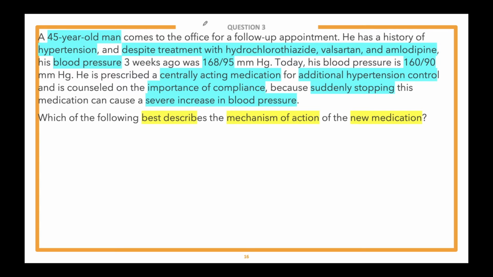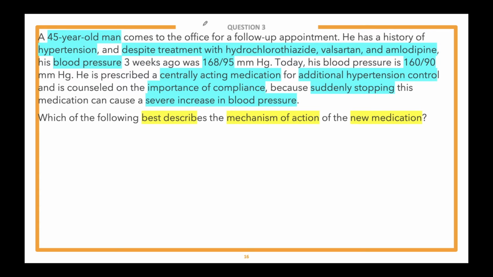So then they're asking us what best describes the mechanism of action of this new medication. So I think we've got a couple steps here. I think one, we've got to figure out what that new medication is based off the clues in that question. And then two, what is the mechanism of action of that new medication? So I think a two-step question here. Now, note we did also highlight best describe.